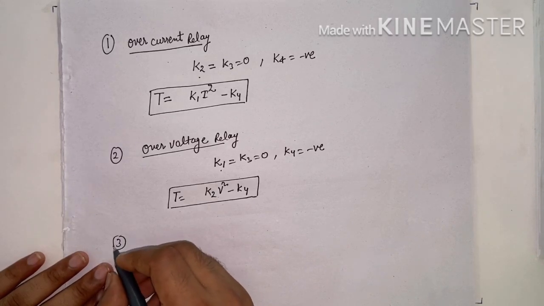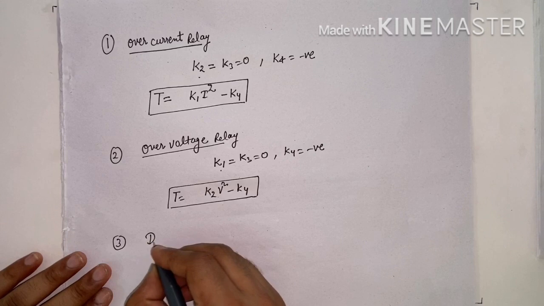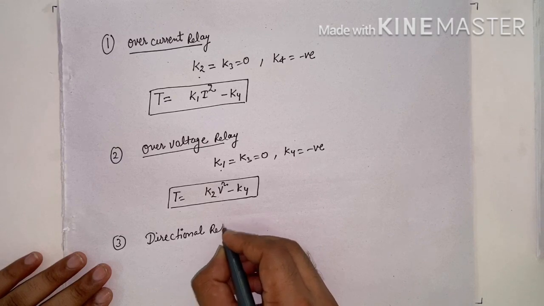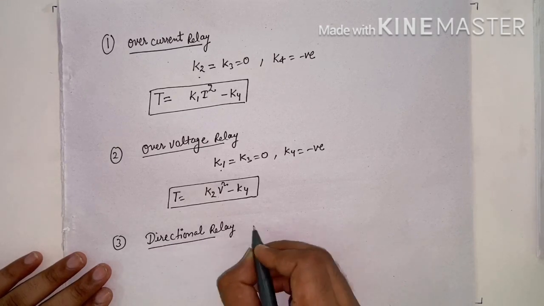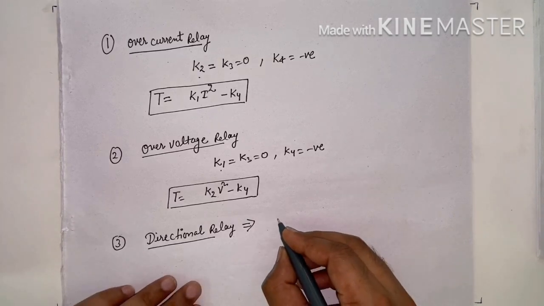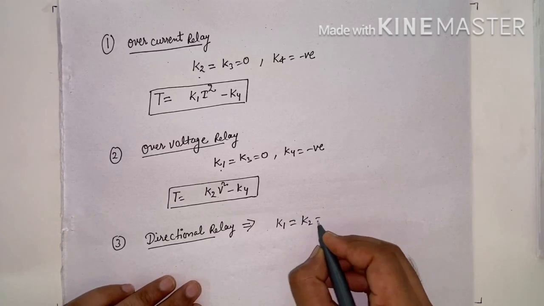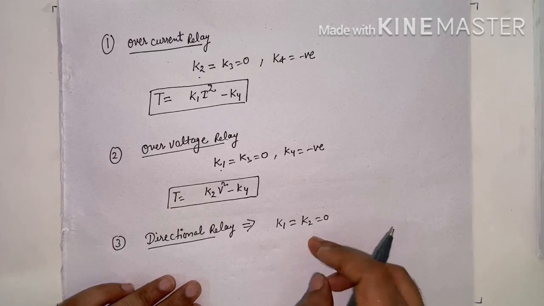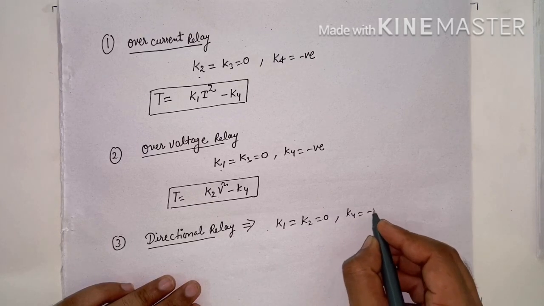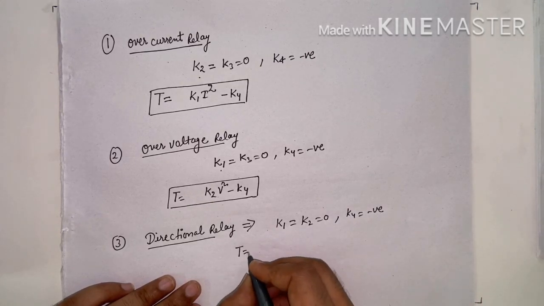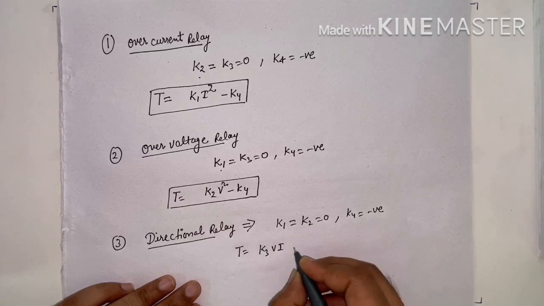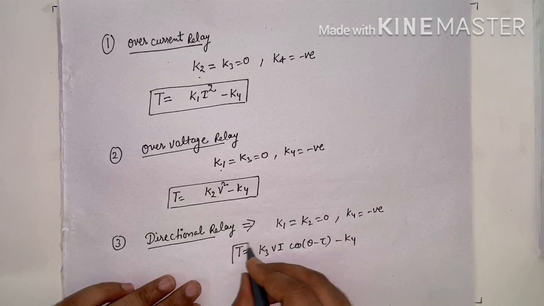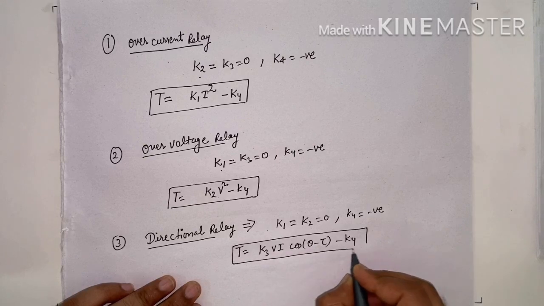Now the third is the directional relay. In the directional relay, the values of K1 and K2 are 0, that is, the torque produced by current and the torque produced by voltage are 0, and K4 is negative. So in the directional relay we get torque equals K3 VI cos of theta minus tau minus K4. So this is the torque equation in the case of the directional relay.